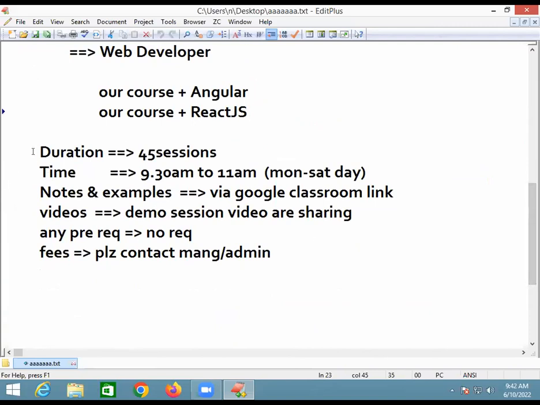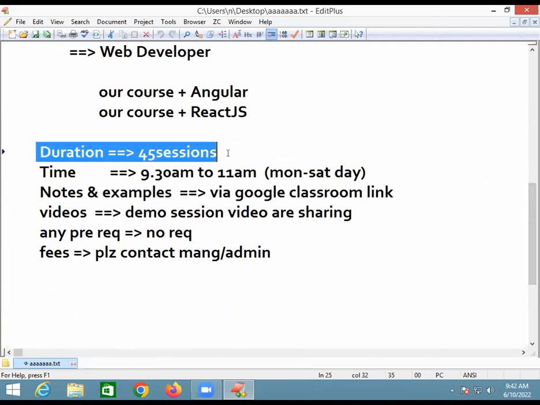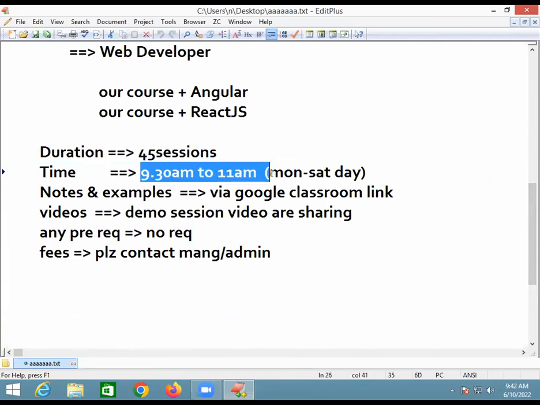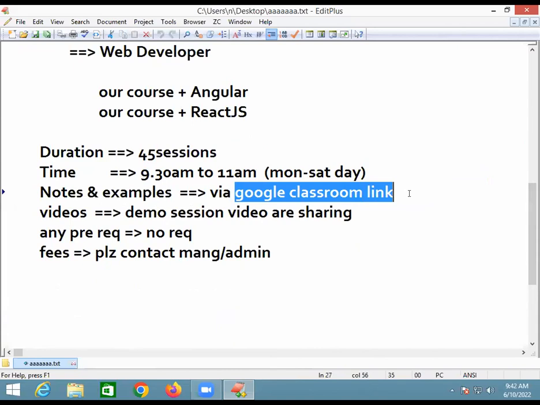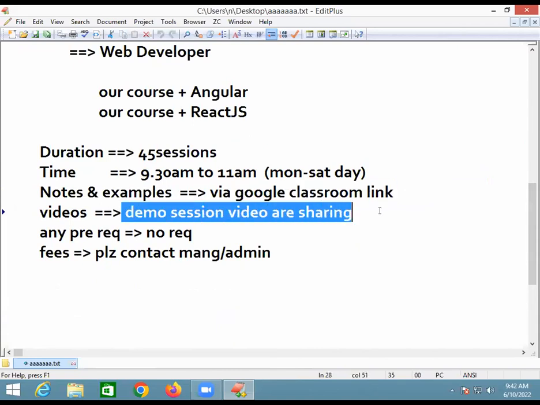And this is the batch information. The duration of the batch is 45 sessions, compulsory, and the timings are 9:30 to 11, Monday to Saturday sessions. Notes and examples we will share using the Google Classroom link, and demo session videos are shared, no problem, sir. The initial first 7 sessions' videos are shared, one week of videos. And if by chance you miss one, the videos are shared, no problem. After that, it depends upon the situation.